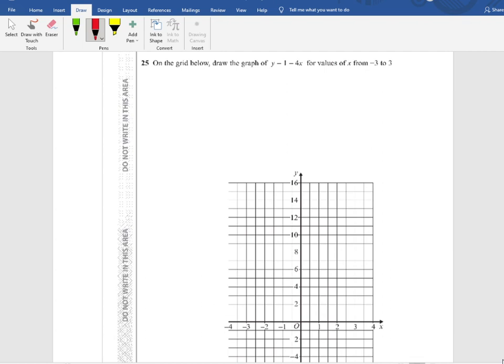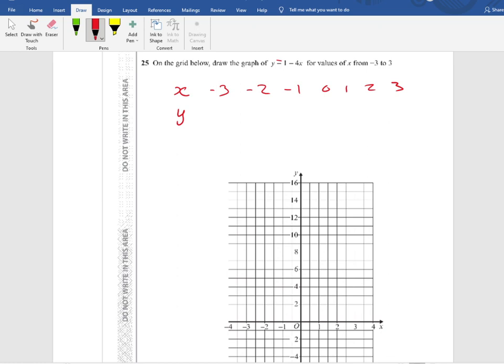On the grid, the awful grid below, what have we got to do? We've got to draw the graph of y = 1 minus 4x for the values of x. So let's rearrange. Is that y equals? It's got to be, isn't it? y equals 1 minus 4x. So let's do the x and the y's, from minus 3, minus 2, minus 1, 0, 1, 2, 3, and find the y's.